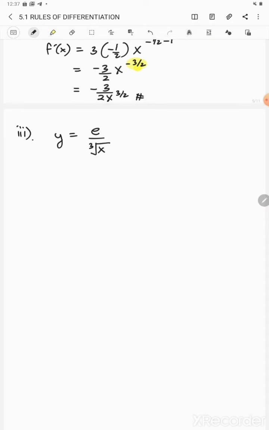So now we have here y equal to e over cube root of x. So change the pattern, so it will be e over x power of 1 over 3, and then bring it up, so it will be e x power of negative 1 over 3. Positive becomes negative because you bring up the term, and then differentiate this.